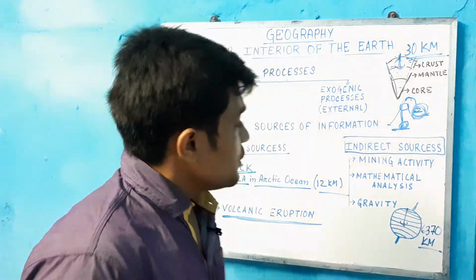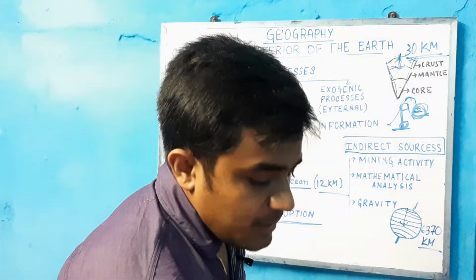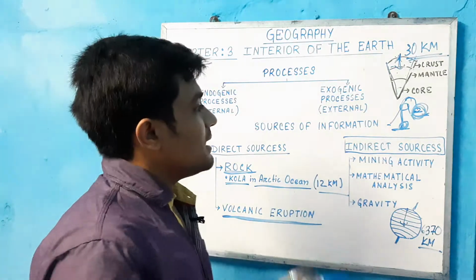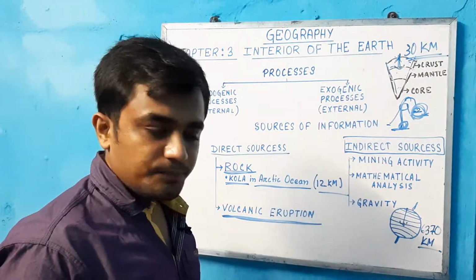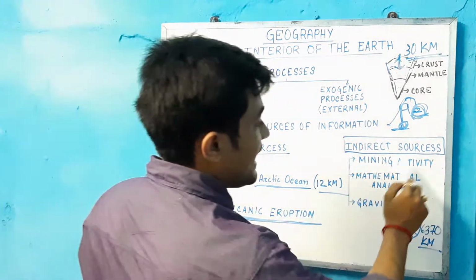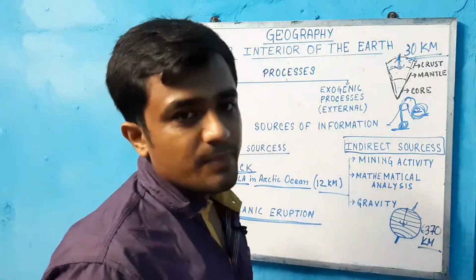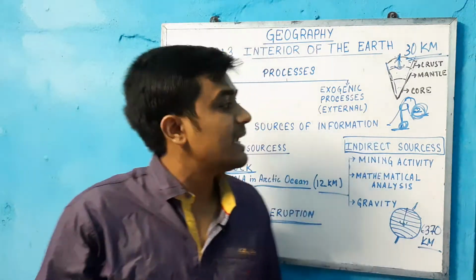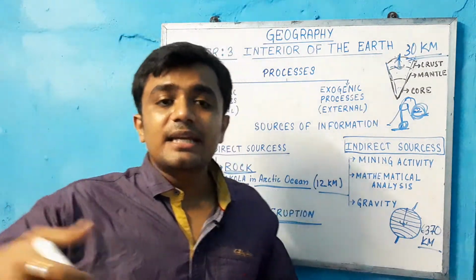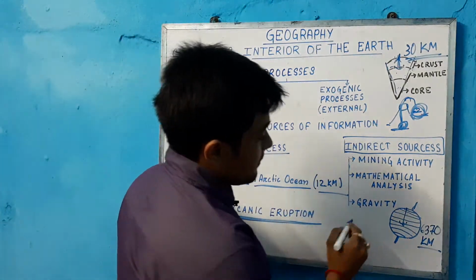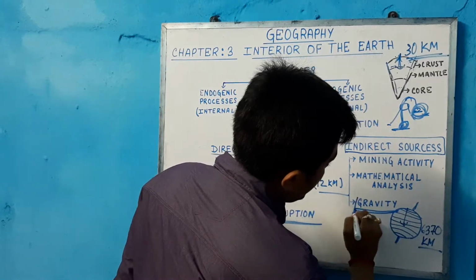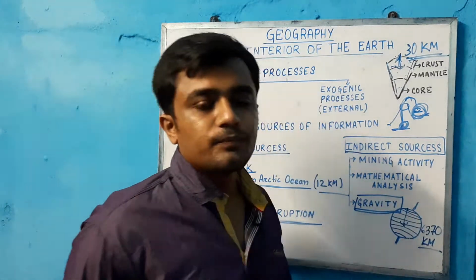So by mining activity we can get some information about the interior of the earth. And second indirect source is the mathematical analysis. By mathematical process we can get the gravity, we can get the distance, we can get the density, velocity. Okay. And the last one, the most important indirect source is the gravity.